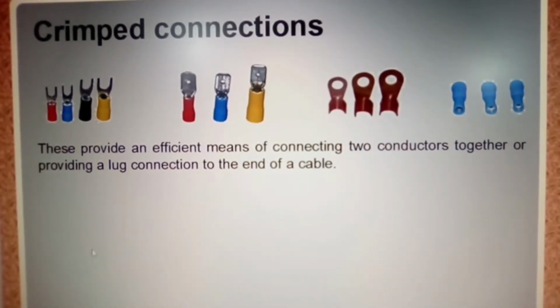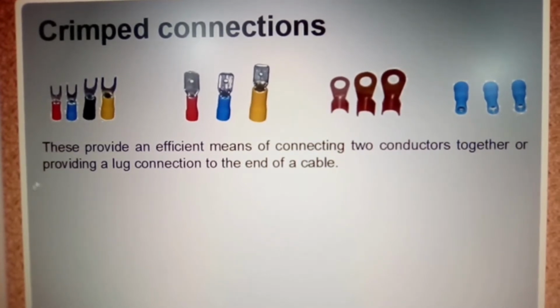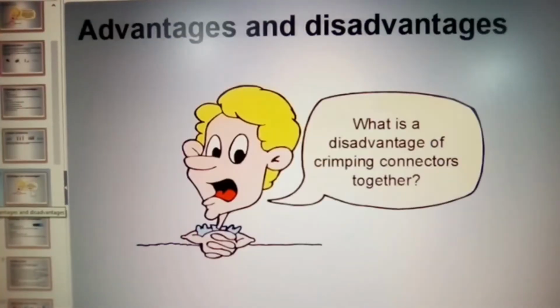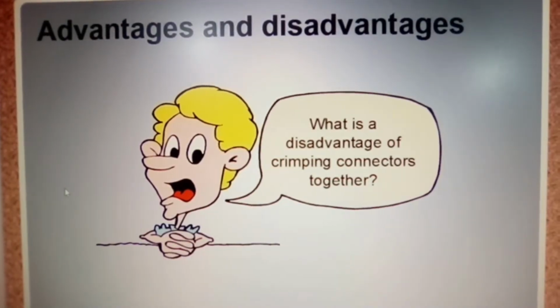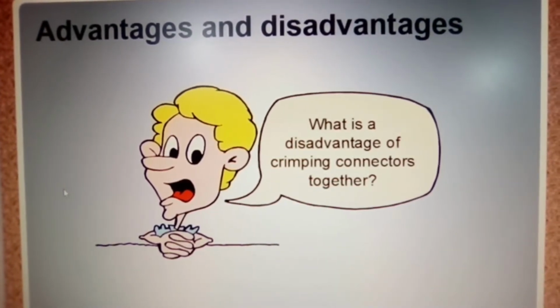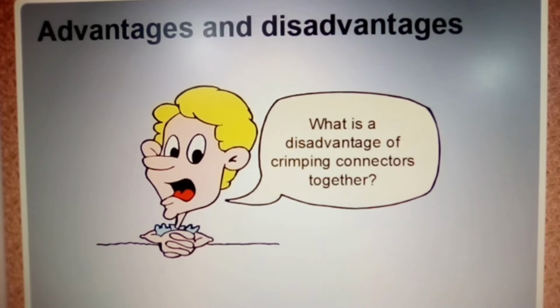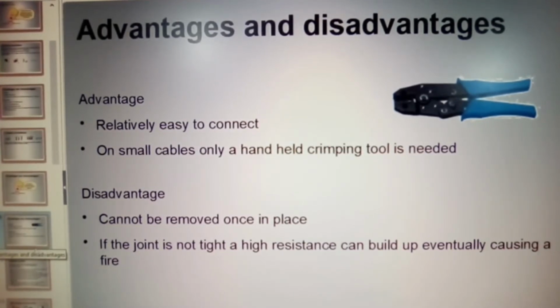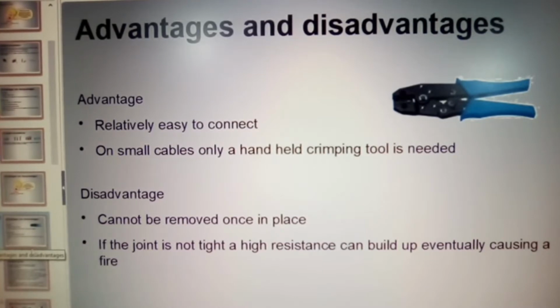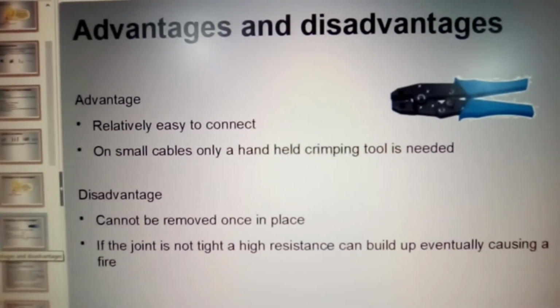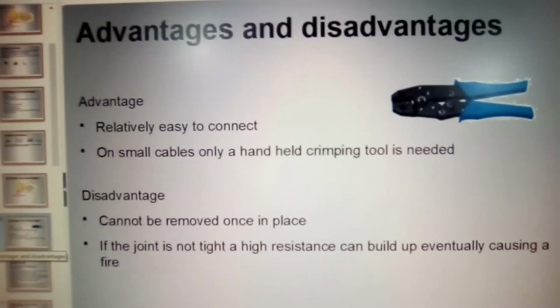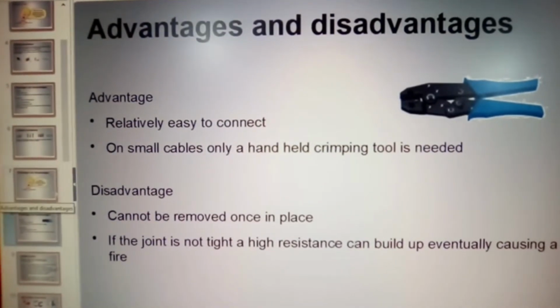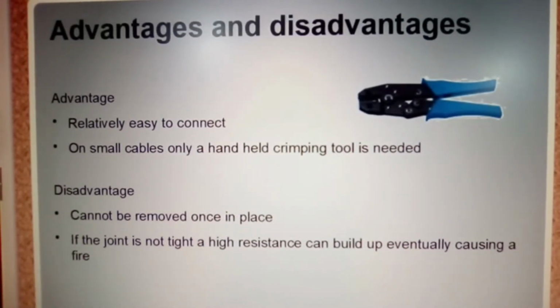Crimped connections, okay? Advantages and disadvantages. What is a disadvantage of crimping connectors together? Here you have a list which you can read for yourselves, okay?